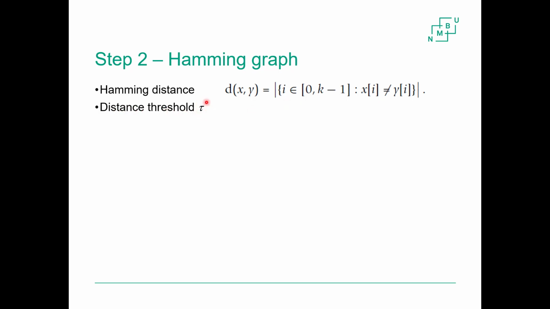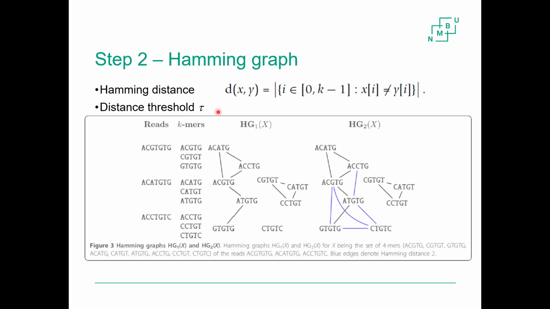Okay, they define a distance threshold, use this Greek letter tau, and say that we now make a Hamming graph. And what does a Hamming graph mean? Here is figure number 3 from the paper that I copied, with images of two Hamming graphs. This is a Hamming graph with distance threshold 1, so here tau equals 1. And over here it's 2. But let's look at this one first.